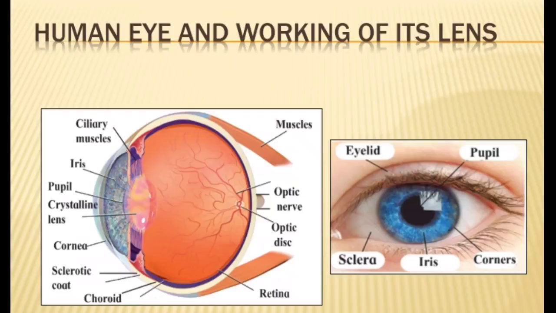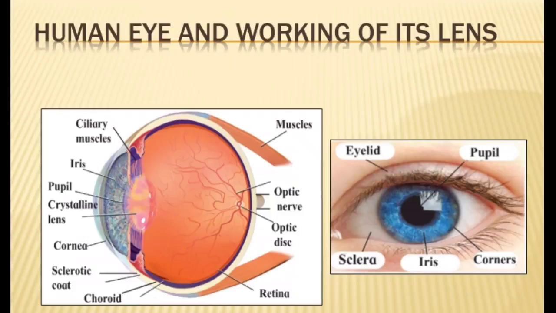This lens creates a real and inverted image of an object on the screen inside the eye. This screen is made of light-sensitive cells and is called the retina. These cells get excited when light falls on them and generate electric signals. These signals are conveyed to the brain through the optic nerve. Later, the brain analyzes these signals and converts them in such a way that we perceive the objects as they actually are, that is, upright.